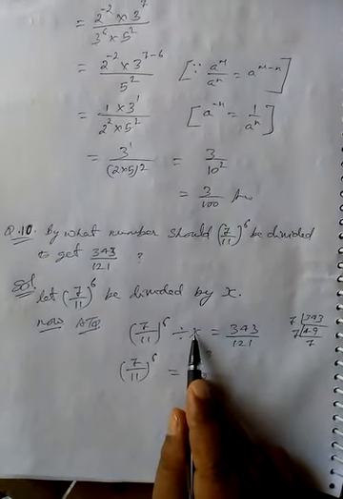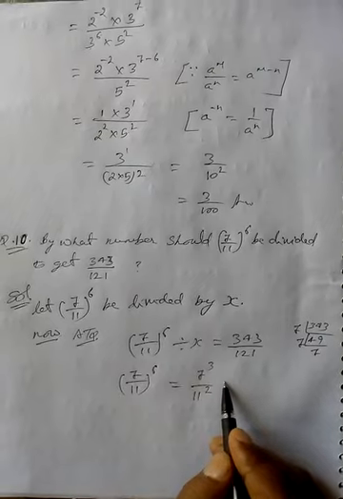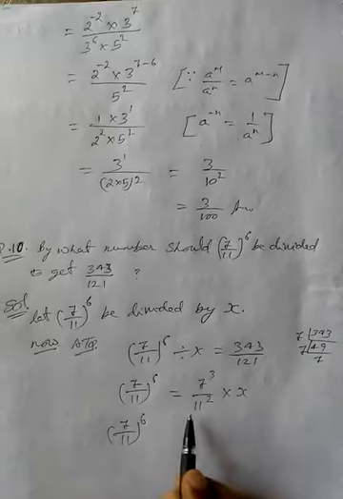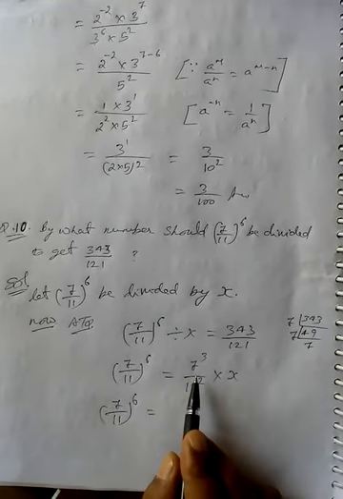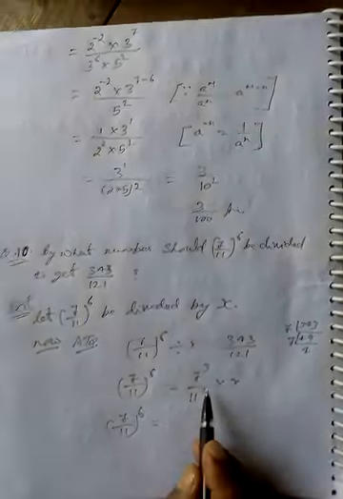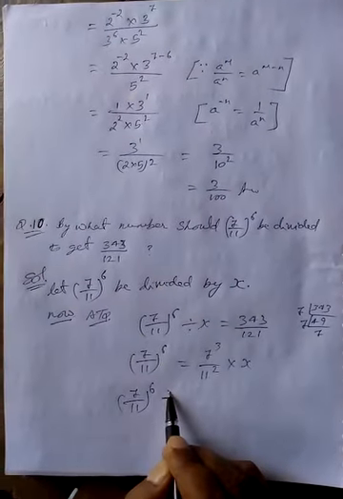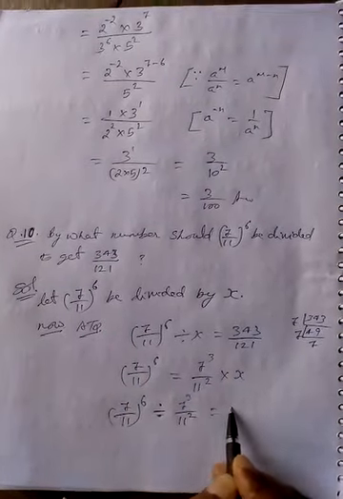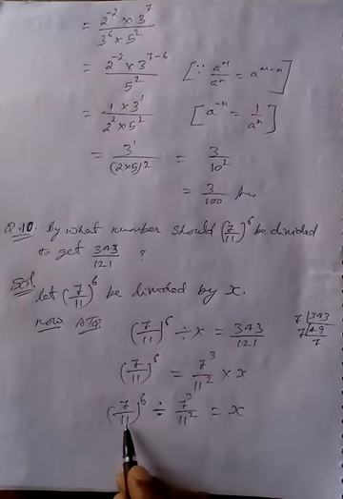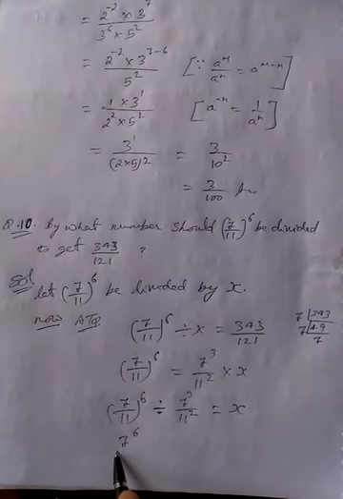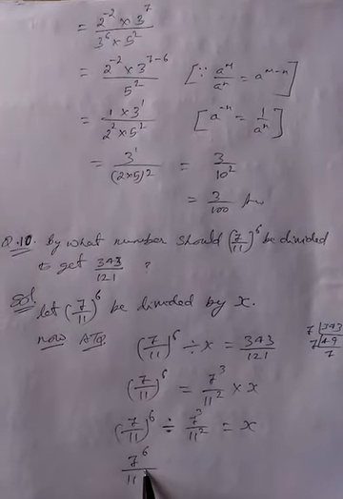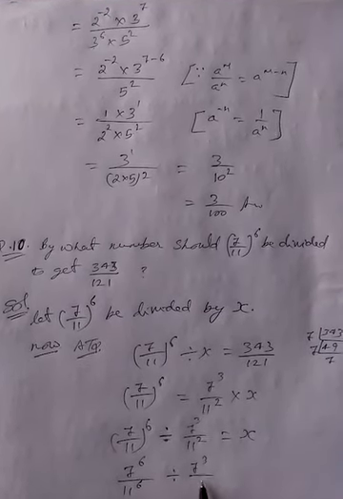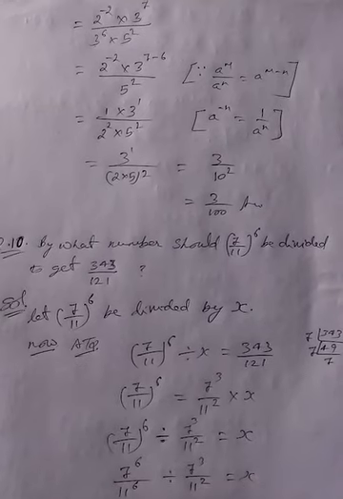When x is transposed to the right hand side, it will become multiply. Now 7 by 11 raised to the power 6, here also you can see that when here it is multiplied, it will become divide this side. 7 raised to the power 3 upon 11 raised to the power 2 is equal to x. Now open the bracket, it will be 7 raised to the power 6 upon 11 raised to the power 6 divided by 7 raised to the power 3 upon 11 raised to the power 2 is equal to x.